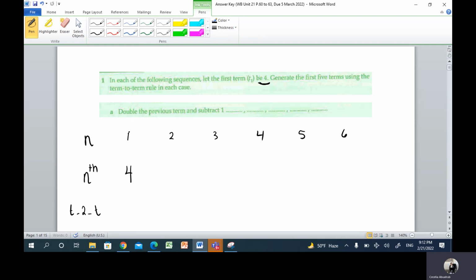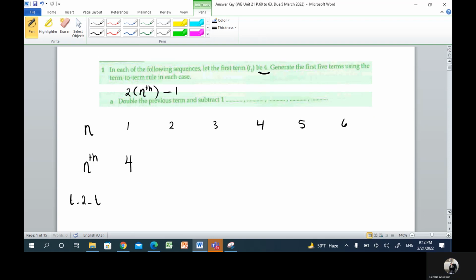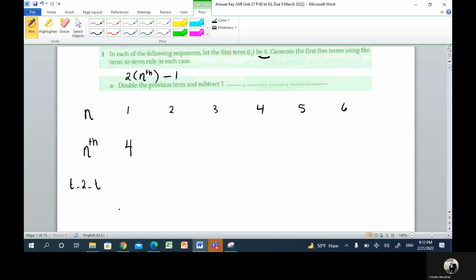They're telling us double the nth term. Double means 2 times the nth term, and subtract 1. So for the first one, you're going to say 2 times 4 minus 1. So it will be 8 minus 1, which is 7. So the second term here is 7.